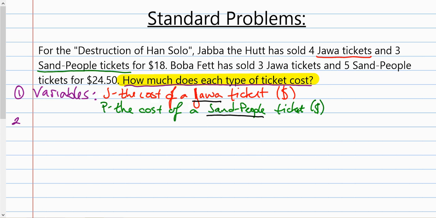So step 2, now that we have our variables, is to figure out what our equations are going to be. Now, in each of these problems, we're going to have two different cases or two different scenarios. And I like to label my equations with those scenario thoughts. So if I look here, I see I've got Jabba the Hutt doing something. And I've got Boba Fett doing something else. And they're doing something similar, right? They're both selling tickets to this event, but they sell different amounts of tickets.